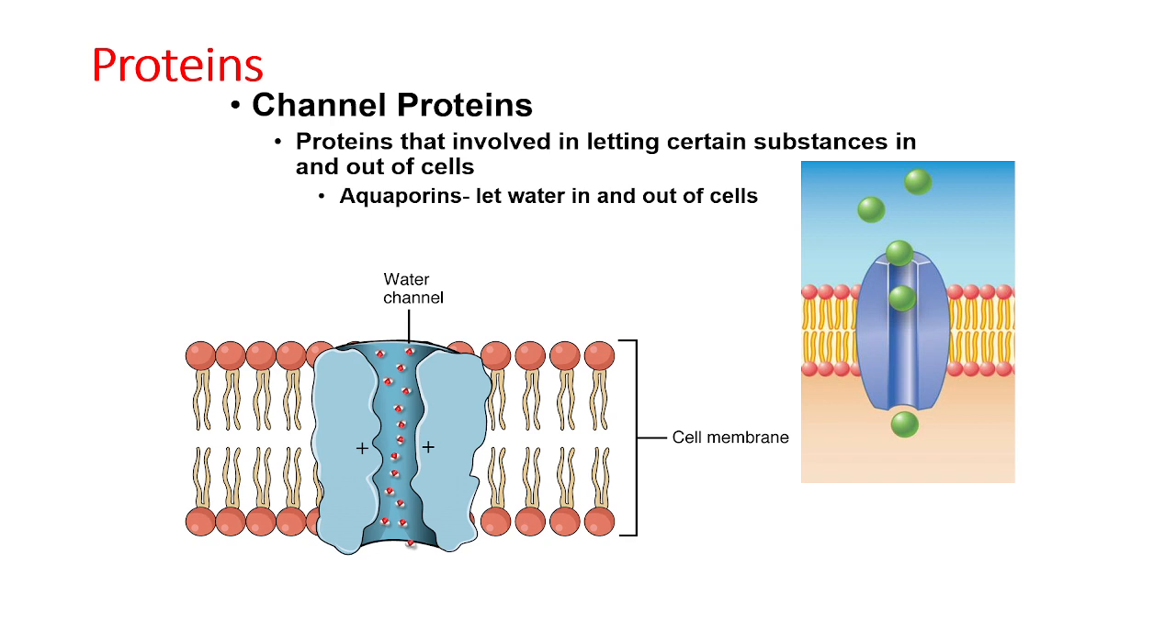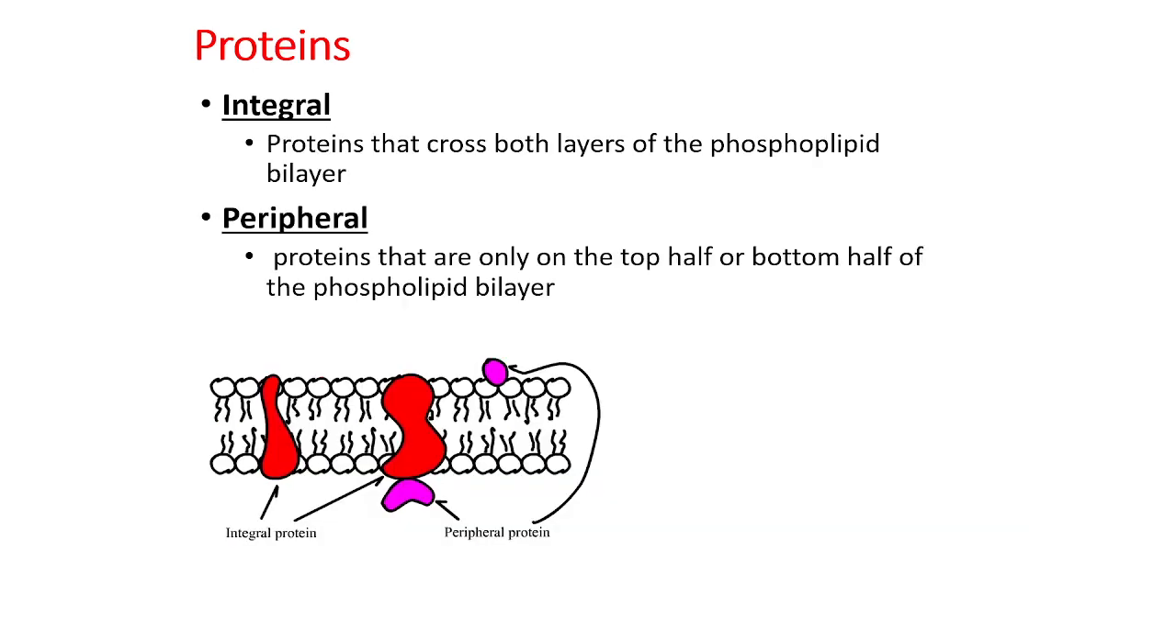For example, you have the aquaporins that let water in and out. Okay, so this is one example of your channel proteins. Otherwise, you have the calcium channel proteins, and magnesium channel proteins. There are a lot of channel proteins, and you can look through them.